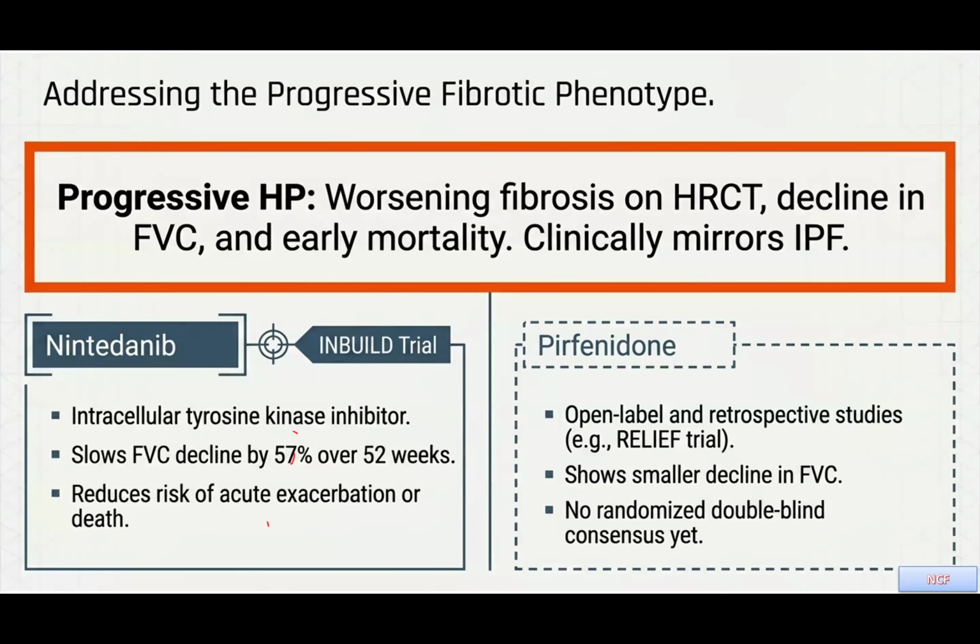Now, pirfenidone. There have been open label and retrospective studies. There has been the RELIEF trial, which you can study. It shows a smaller decline in FVC, but however, there are no randomized double-blind trials as of now for pirfenidone.